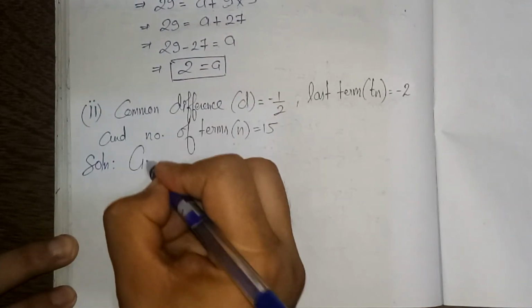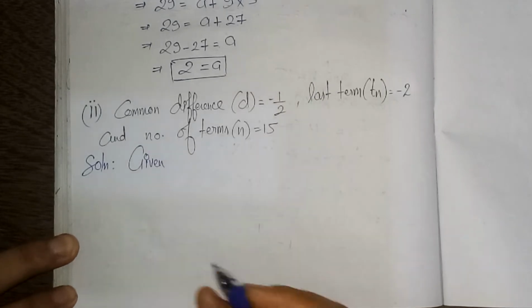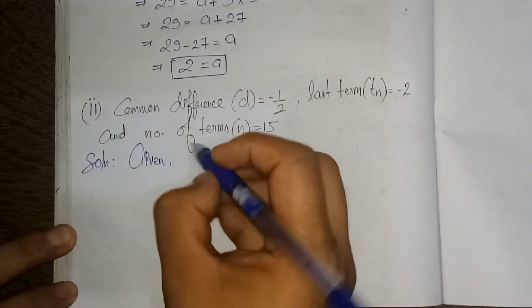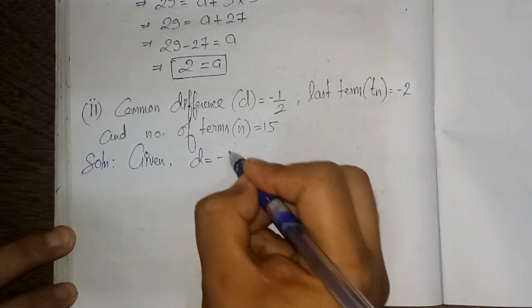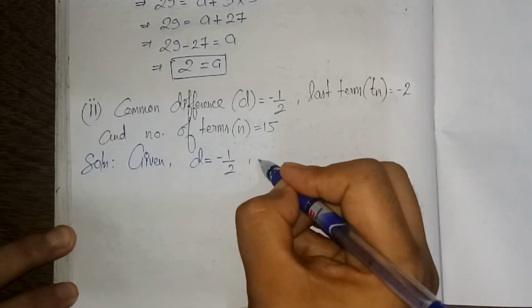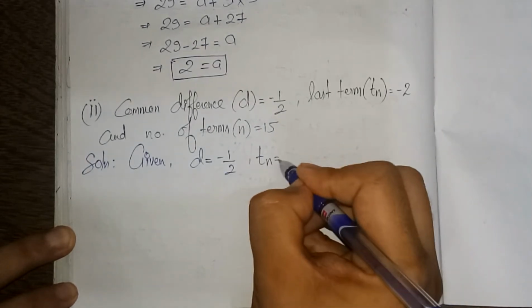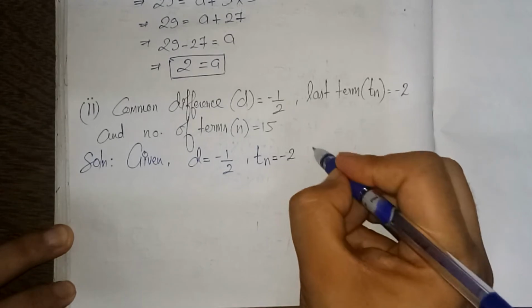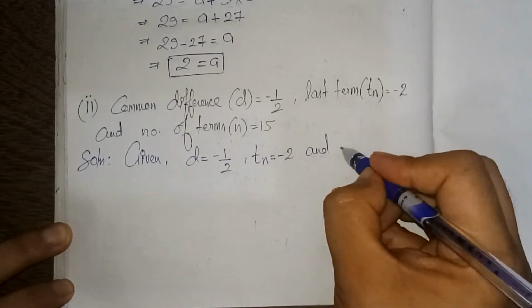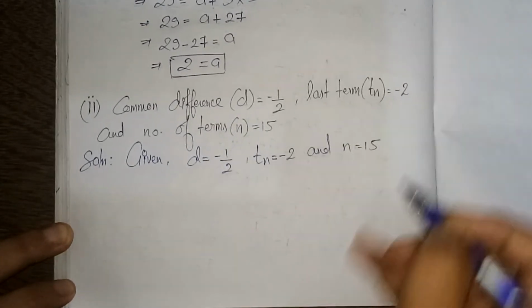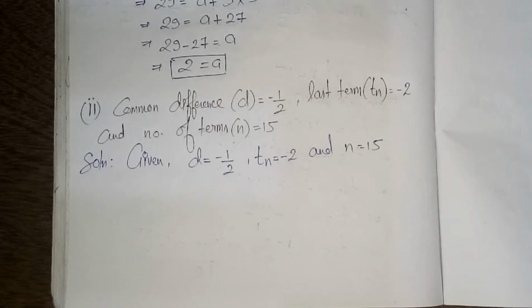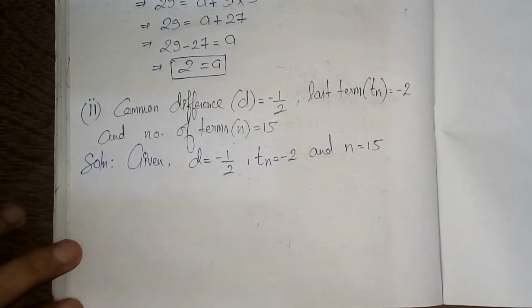Solution. Given: d is equal to minus 1 by 2, tn is equal to minus 2 and n is equal to 15, right? So these are the things which have been provided. Now simply we have to apply the formula.